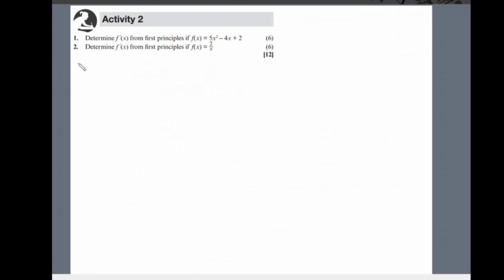So we know the definition of the derivative is the limit as h goes to 0 of f of x plus h minus f of x divided by h, right? Now first things first, I need to calculate f of x plus h. Okay? Wherever I see x in my function, I put x plus h.